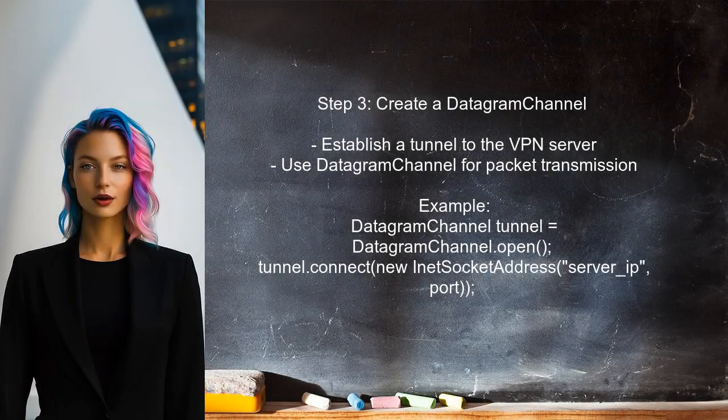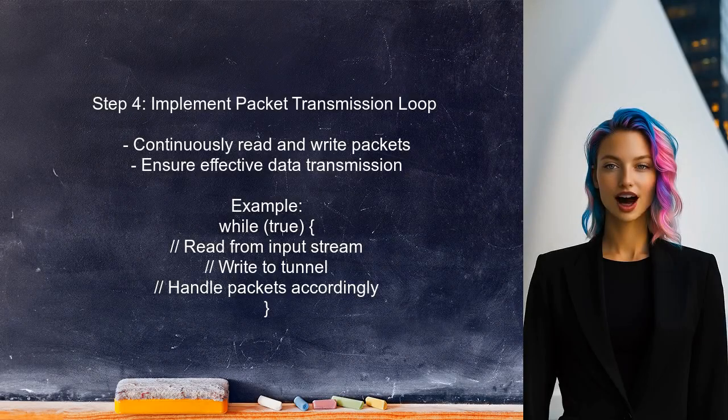After configuring the interface, the user should create a datagram channel to establish a tunnel to the VPN server. This channel will be used for sending and receiving packets. Finally, the user should implement a loop to continuously read and write packets through the tunnel. This ensures that data is transmitted effectively between the client and the server.